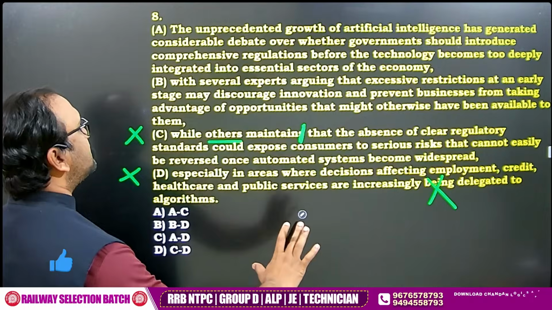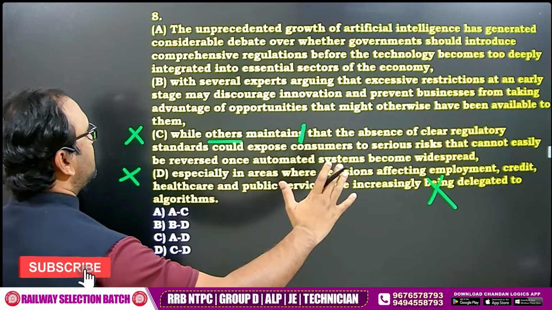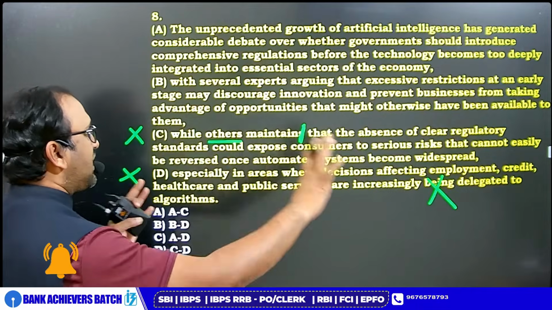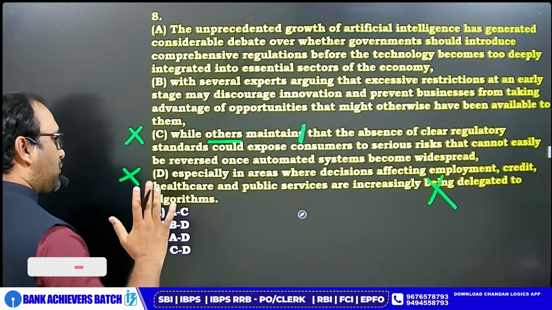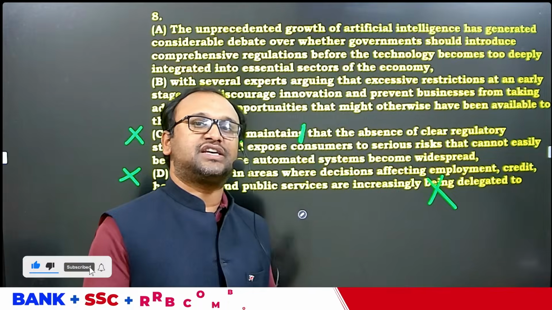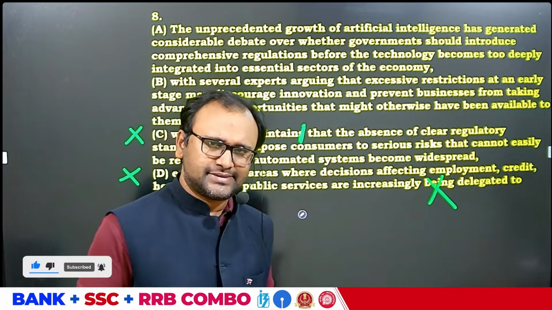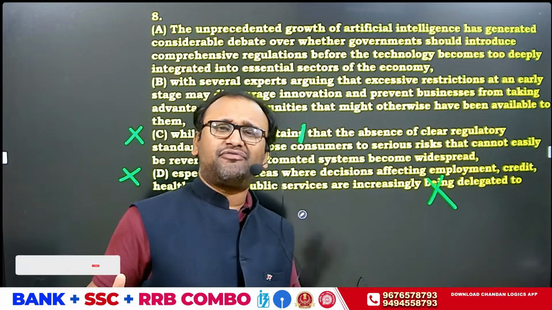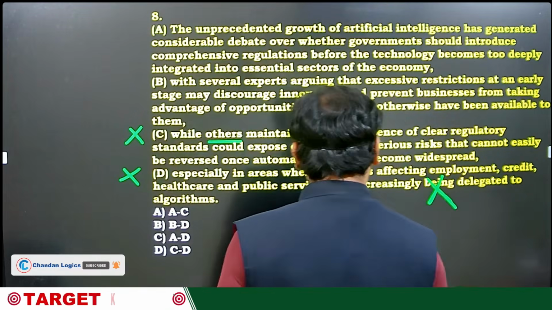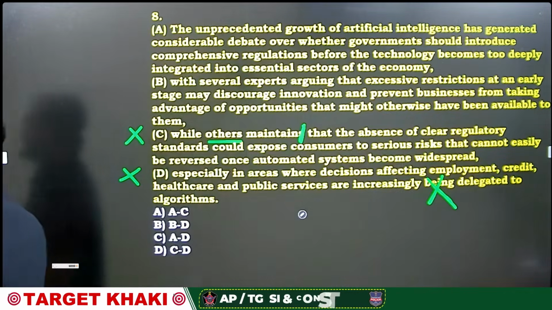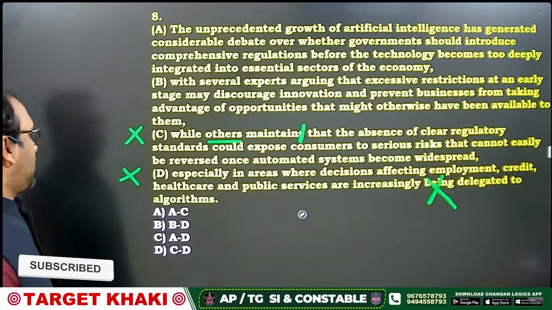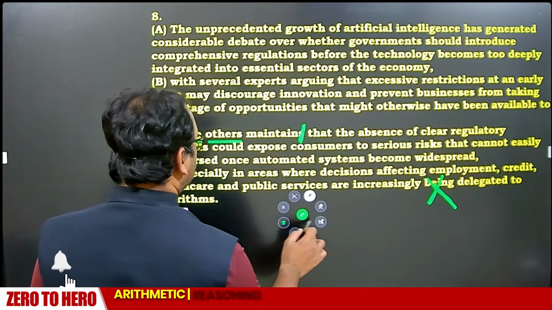See, the problem is artificial intelligence is actually being comprehensively used, and there are some advantages, but there are some disadvantages. You're talking about a problem of excessive usage of artificial intelligence. It's a general fact you're talking about. You don't have to use being here. You can directly use simple present tense.